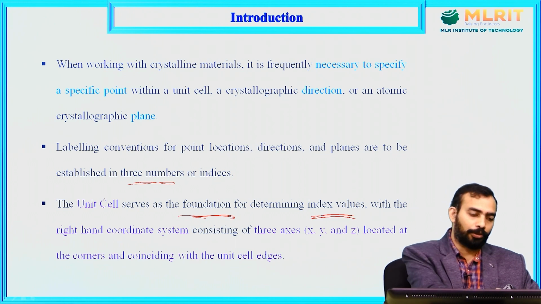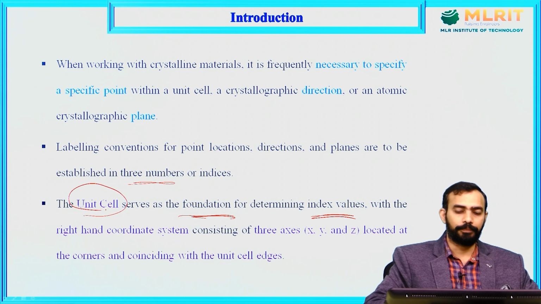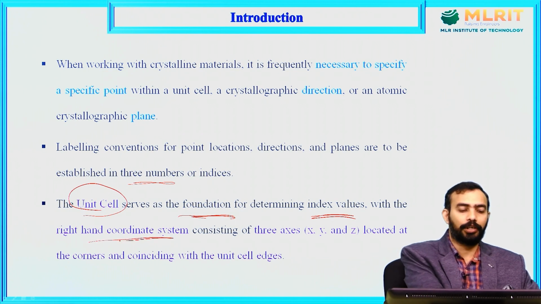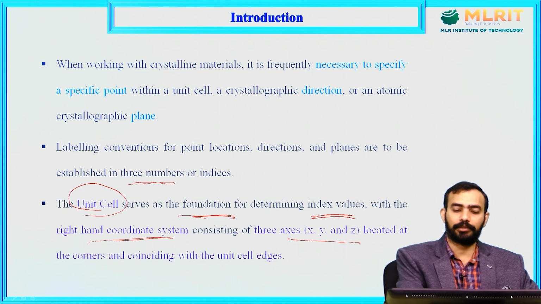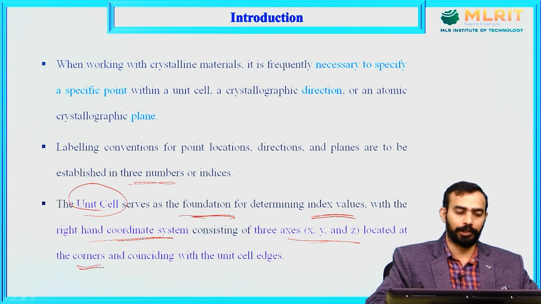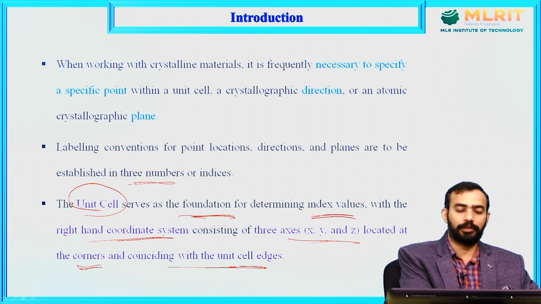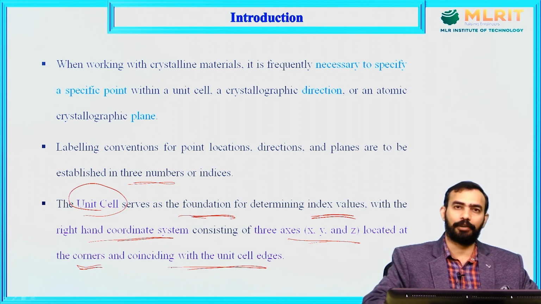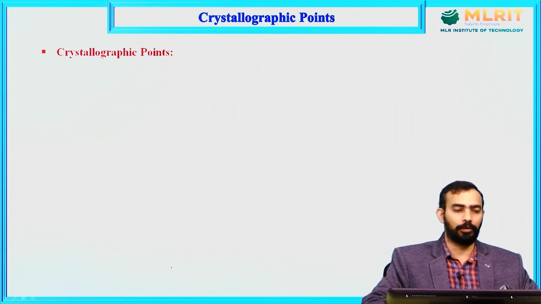The unit cell will become our foundation, and we will be considering a right hand coordinate system here, which has 3 axes, x, y, z, located at the corner. So, at one of the corners we will take the origin point in the unit cell, and coinciding with the unit cell edges we will draw the 3 axes x, y, and z. This is how we will start labeling the crystallographic points, directions or planes. Let us look at how these crystallographic points will be labeled.